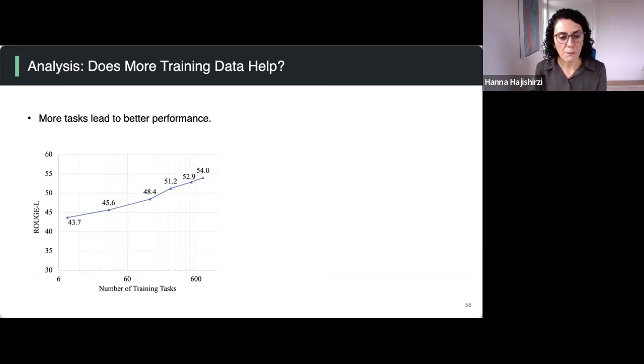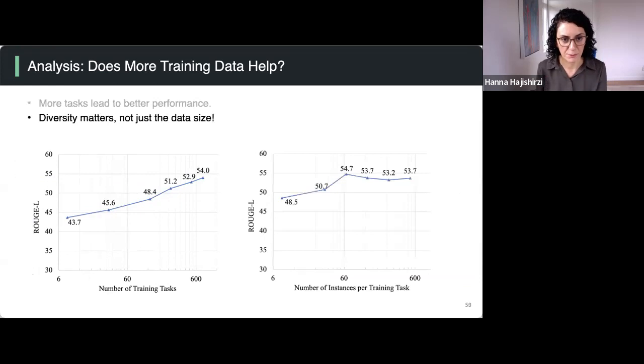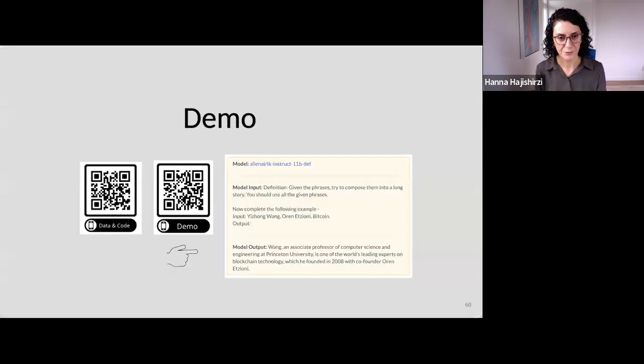This figure compares the accuracy in terms of the Rouge score versus the number of training tasks. This is important and interesting to observe that adding more tasks to the training data helps increase the performance. As a sanity check, instead of diversifying the tasks, we just added more training instances and we saw that the performance plateaus. We don't see any more gain. So it shows that the diversity of tasks enables the model to follow and understand instructions better.